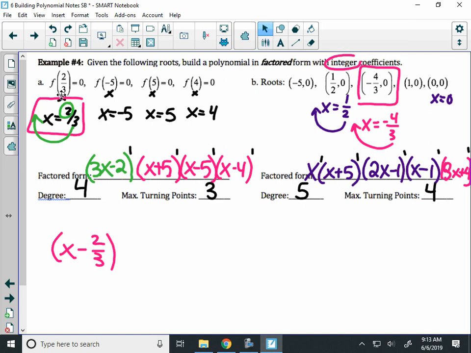All right, I want you to try the 2 problems on the bottom, and then there's a couple more practice if you need them for this topic.